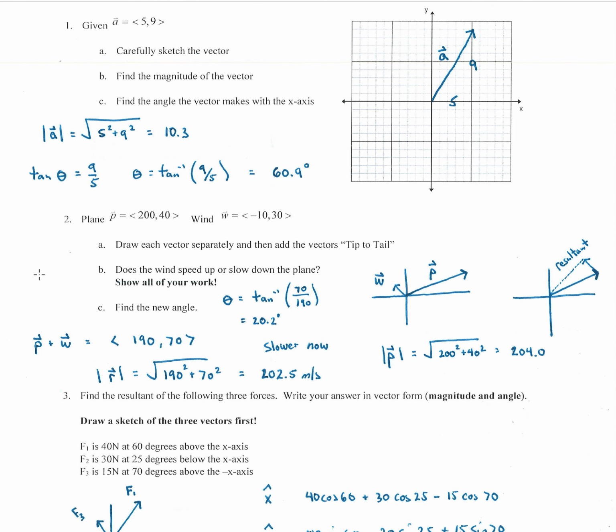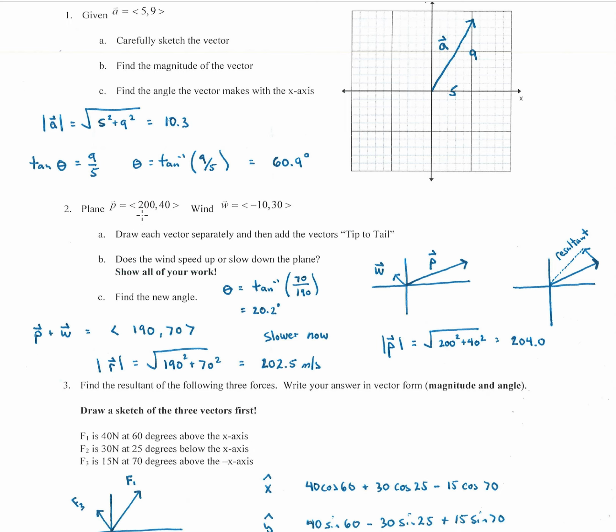All right, here's an application question of why we would add vectors together. The vectors are given in component forms. We have a plane flying at 200 meters per second east, 40 meters per second north. We encounter a wind that's 10 meters per second west and 30 meters per second north. Here's the picture of it. So the plane's flying right and a little up. The wind is going left and a little up.